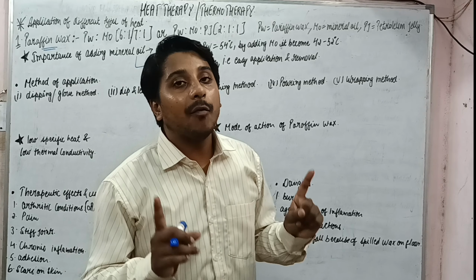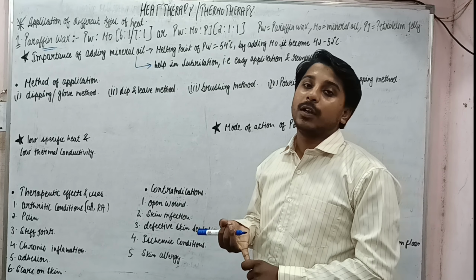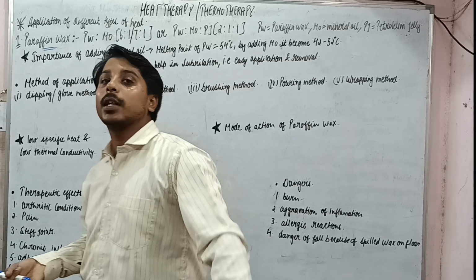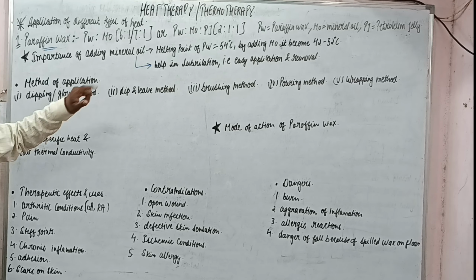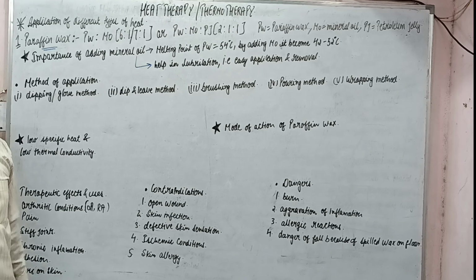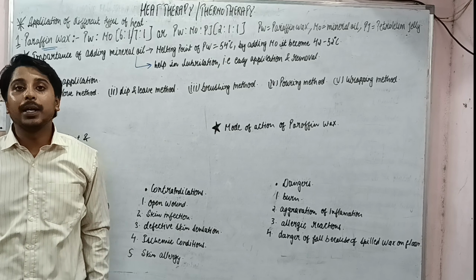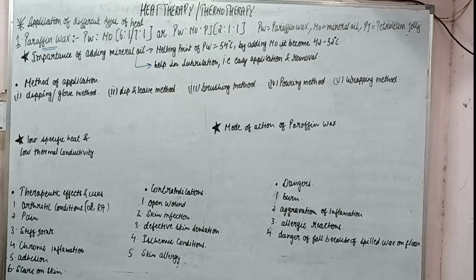Okay, so till now what we have studied: what is paraffin wax, what is its composition, and what is the importance of adding mineral oil. It is to reduce the melting point. MO is mineral oil, I have written the full form there. Next is the method of application.